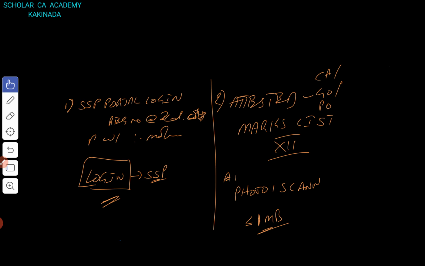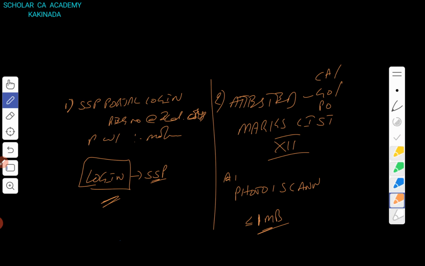Generally the SSP portal login details will be registration number @ici.org, and the password will be your mobile number. Right? Default password will be your mobile number. So if you are logging in for the first time, you need to change your password. So change your password and login into your SSP portal.